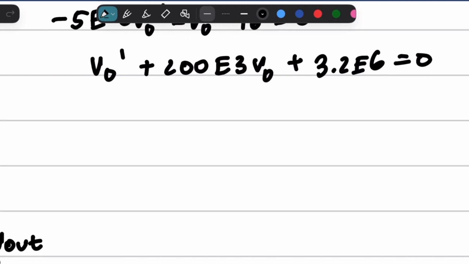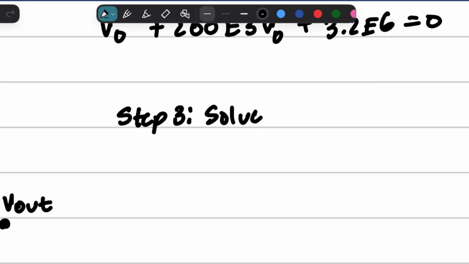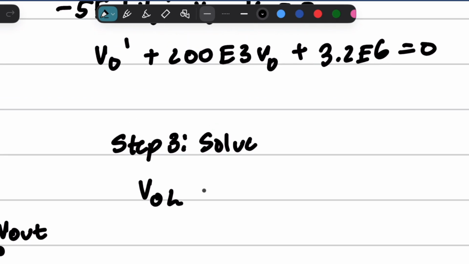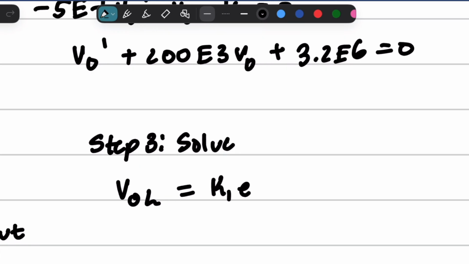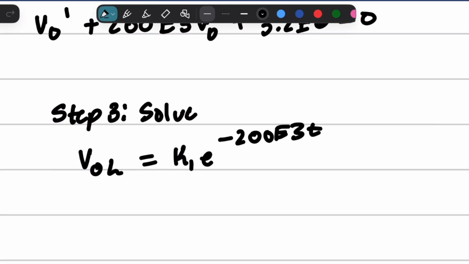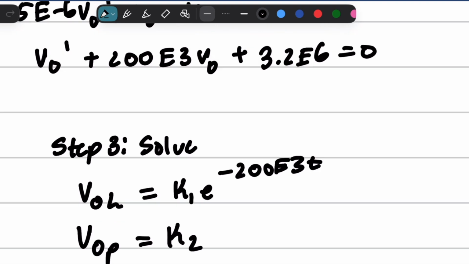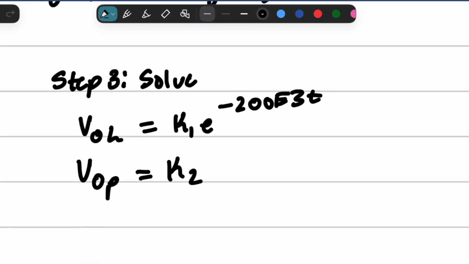We're going to go ahead and solve this out. We're going to have a homogeneous equation. So V naught homogeneous is equal to K1 e to the negative 200 E3 T. And we're going to also have a particular solution. So V naught particular is equal to K2. And we're just going to plug it into this equation right here. 200 E3 K2 is equal to 3.2 E6.